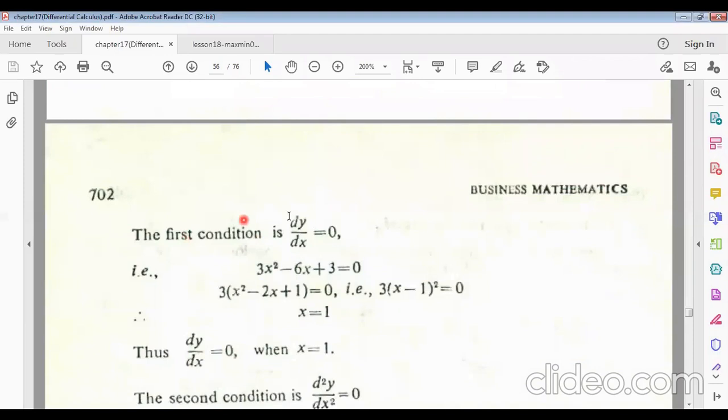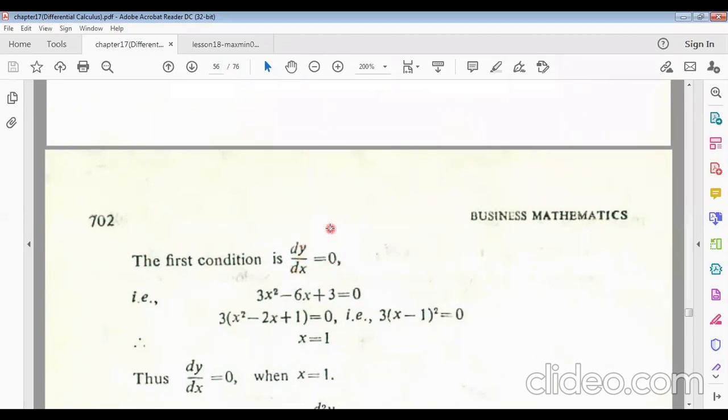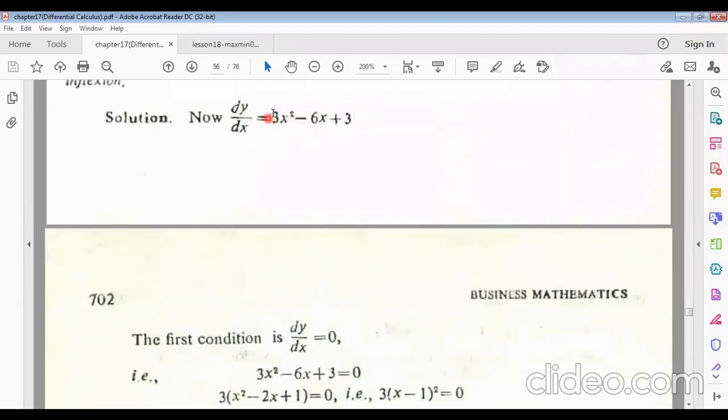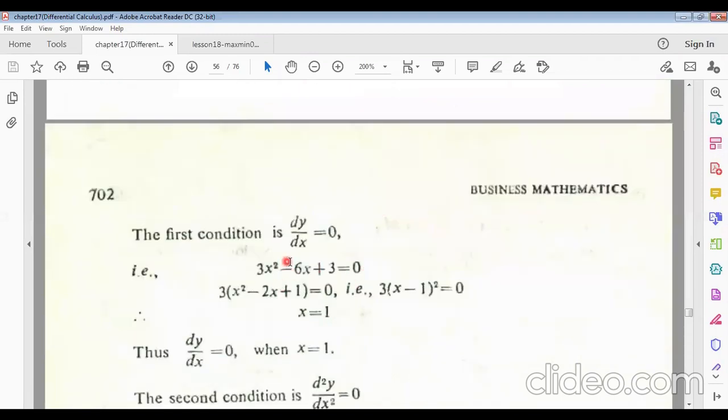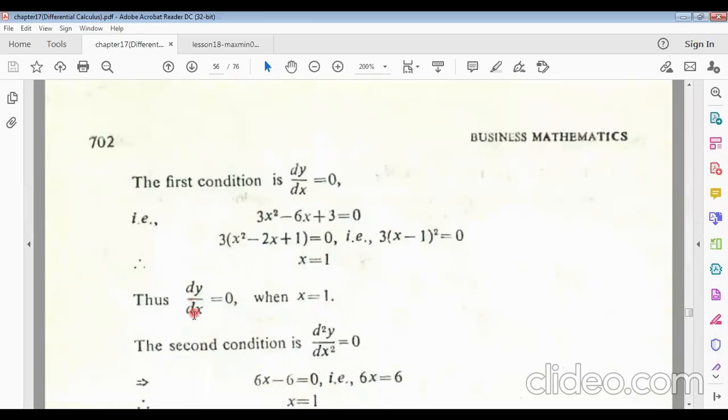The first condition: we have to set the first derivative equal to 0. So if we take the first derivative equal to 0, that means 3x squared minus 6x plus 3 equals 0. After solving this equation, taking 3 common, x squared minus 2x plus 1 equals 0. This is actually the (a minus b) whole squared formula, that means (x minus 1) whole squared equals 0, that means x equals 1. So for dy/dx equals 0, we get x equals 1.